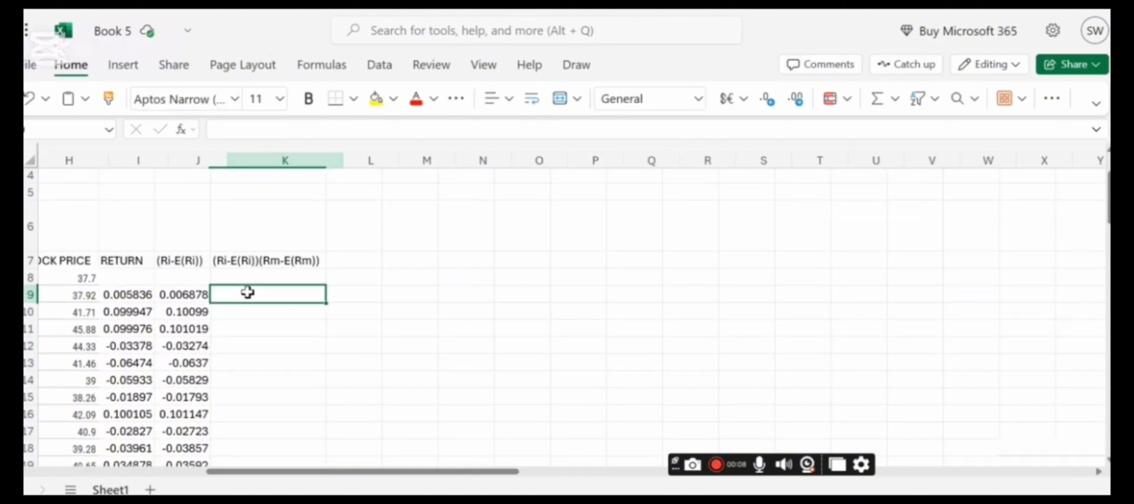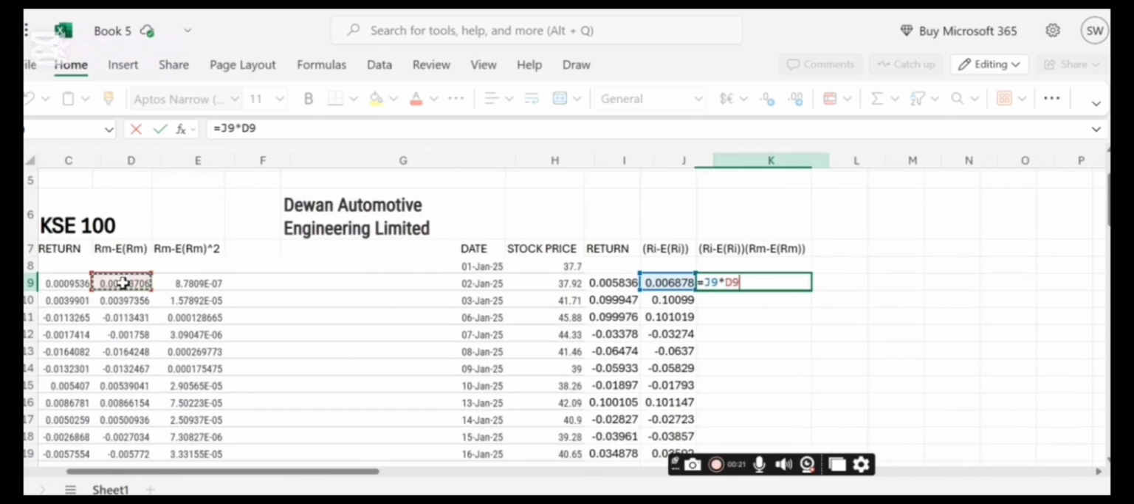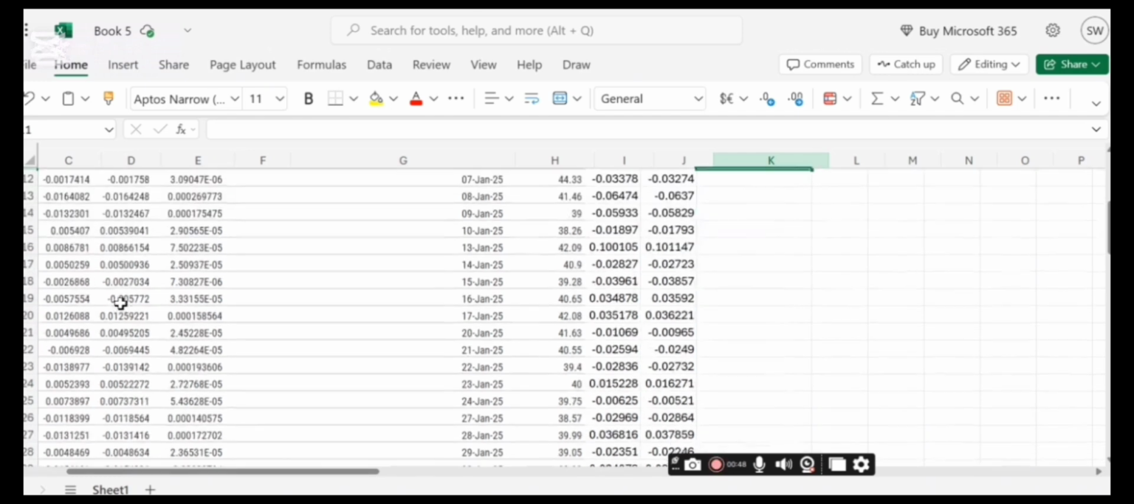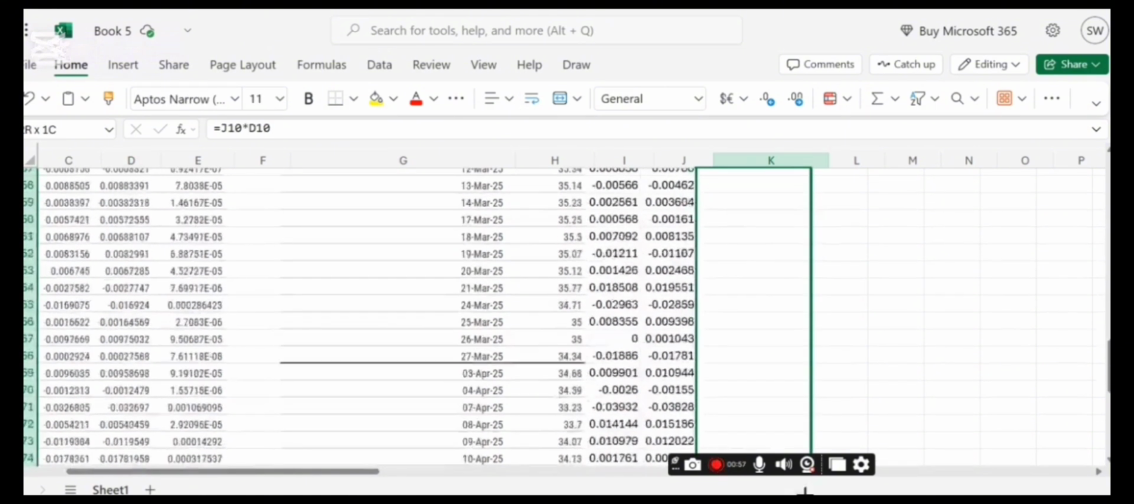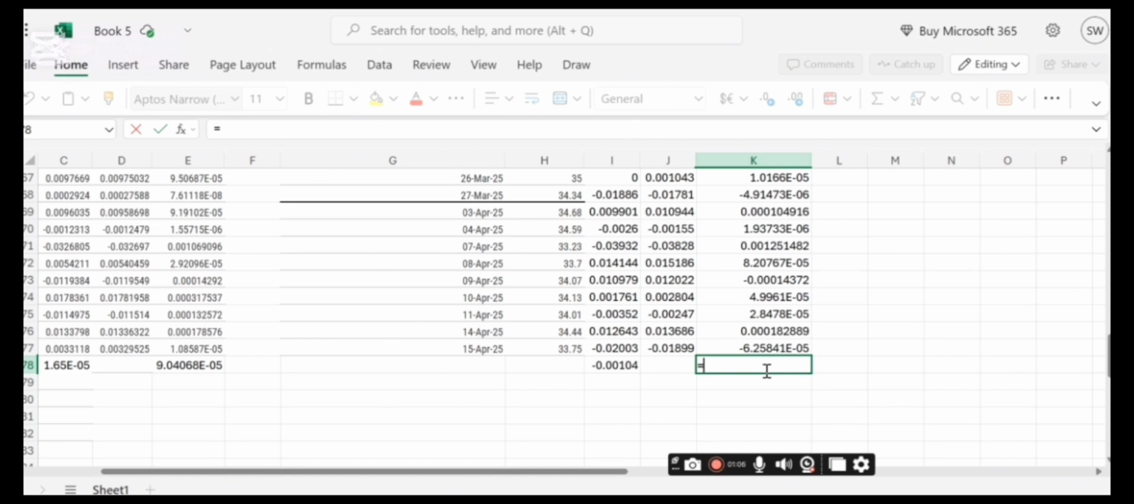So our next step is we multiply our security returns with the KSE 100 index market return. So we simply minus KSE 100. We multiply both the market returns and the returns of our security to calculate the beta. So there is the formula of beta. Then we drag all the formula. And last we take the sum of all the values.